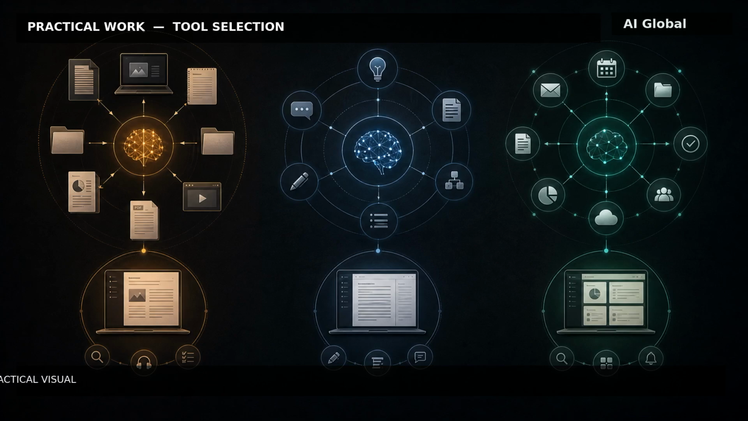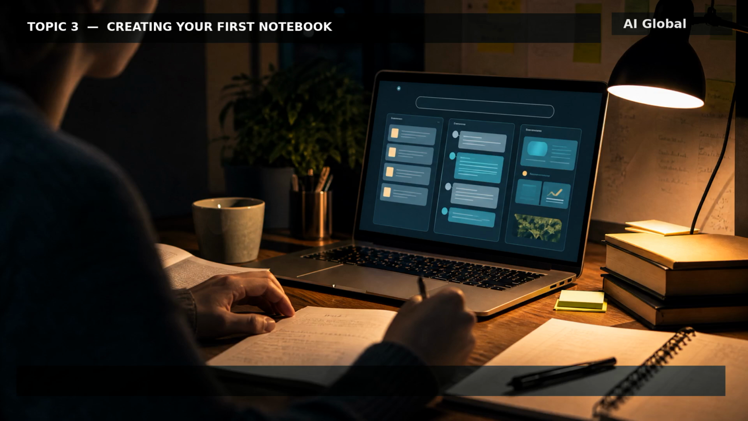Now comes a question almost every beginner asks. Why should I use NotebookLM if I already have ChatGPT or Gemini? NotebookLM is particularly useful when your task revolves around a defined collection of sources. ChatGPT can be useful for broader reasoning, writing, brainstorming, tutoring, and problem solving. Gemini can be useful for general AI tasks and workflows connected to Google's ecosystem.